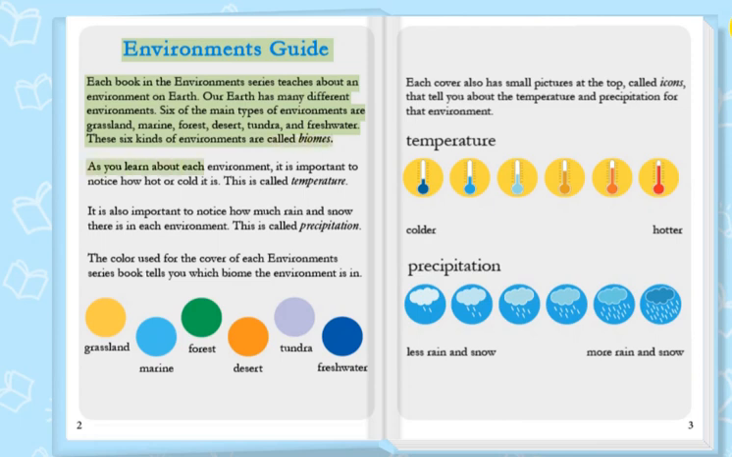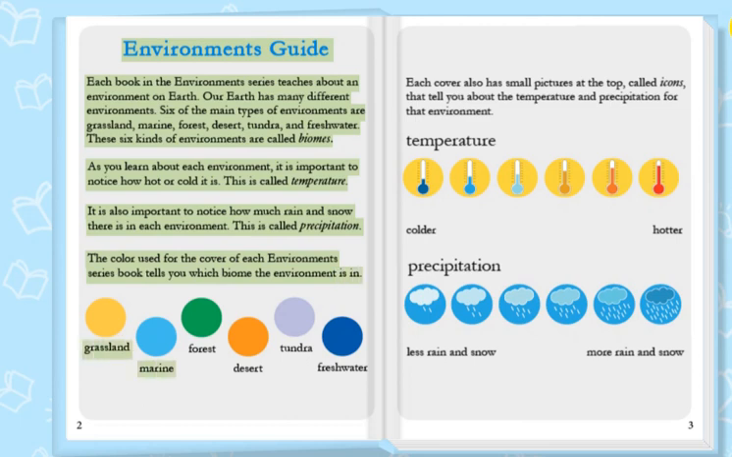As you learn about each environment, it is important to notice how hot or cold it is. This is called temperature. It is also important to notice how much rain and snow there is in each environment. This is called precipitation. The color used for the cover of each Environment series book tells you which biome the environment is in.